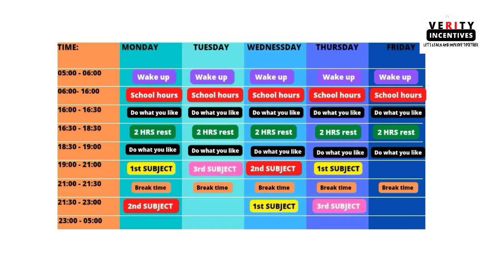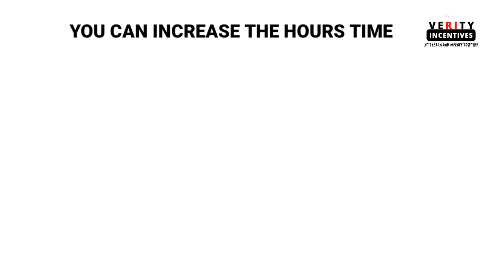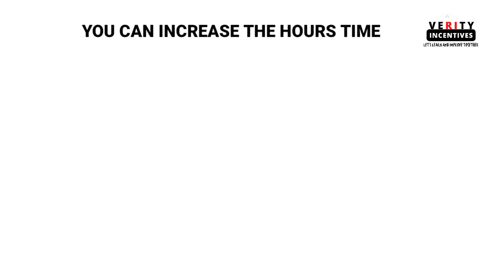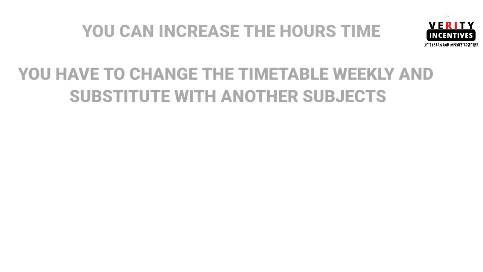Then list things that you want to be done in a week. Then plot them in the timetable according to when you want them to be done. It's either preparing for exams or something else you want. Then after the 4 hours of study you can sleep, and if 4 hours is not enough for you, you can increase the hours. And another thing, you have to change the timetable weekly and substitute with other subjects.